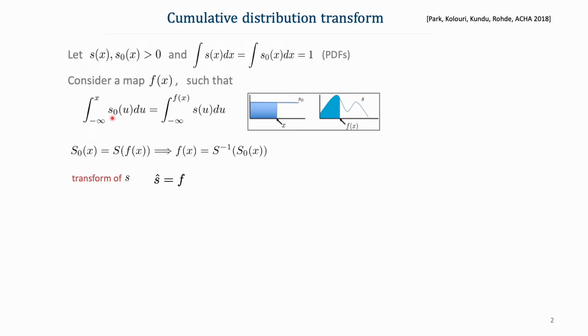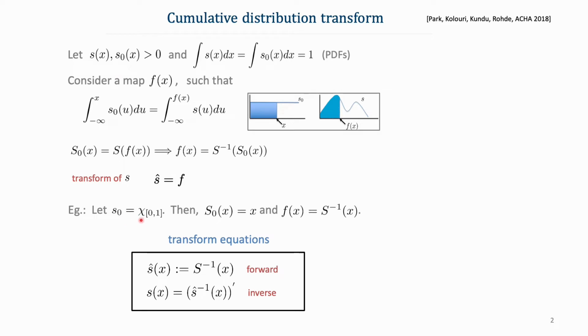And if you remember, we can choose a variety of functions to be our reference function, S naught. The simplest choice is the uniform distribution, the chi function between 0 and 1, let's say. Then, via the formula we explained before, the cumulative distribution of the uniform distribution is simply x, and our transform is simply given as the inverse function of the cumulative distribution of our signal little s.